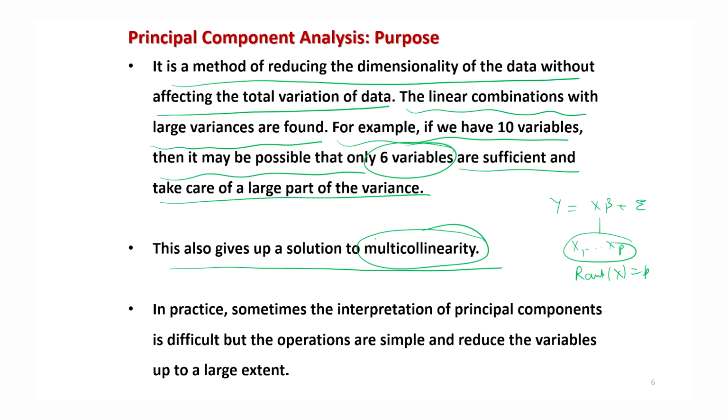So principal components give us a solution, right? Because your x1, x2, xp are not independent, but y1, y2, yp, which are the principal components, will be independent, and they will help in solving the problem of multicollinearity, and this technique is called principal component regression.